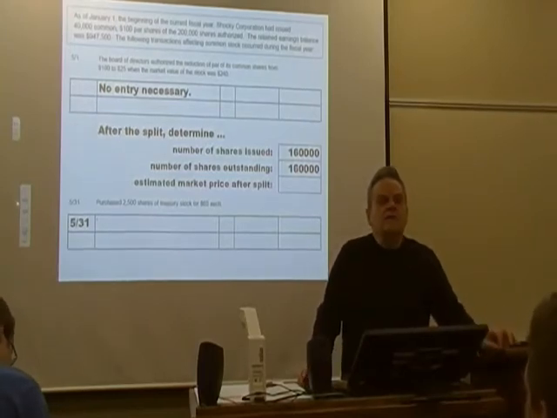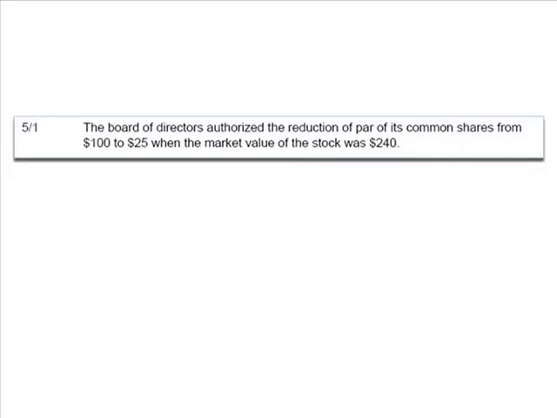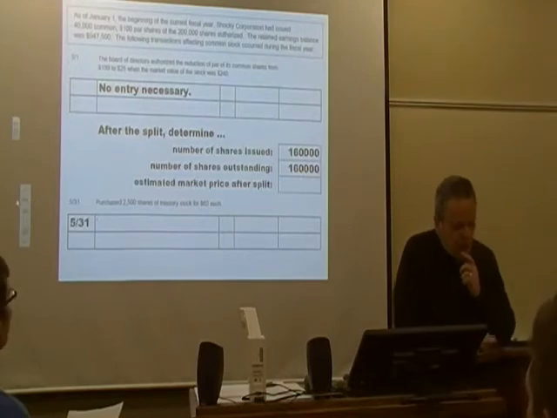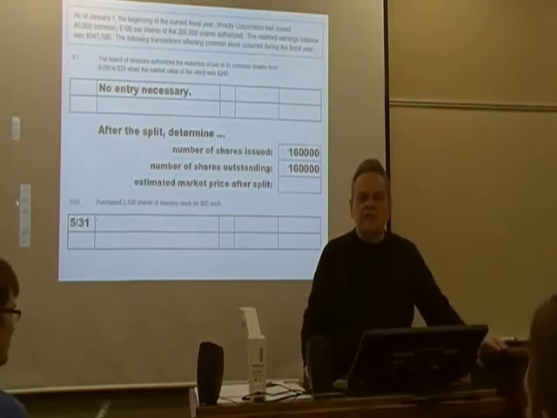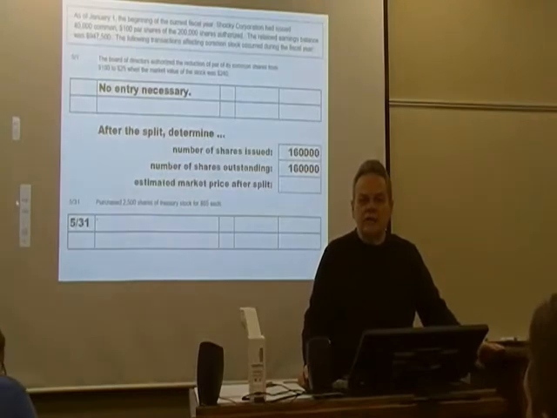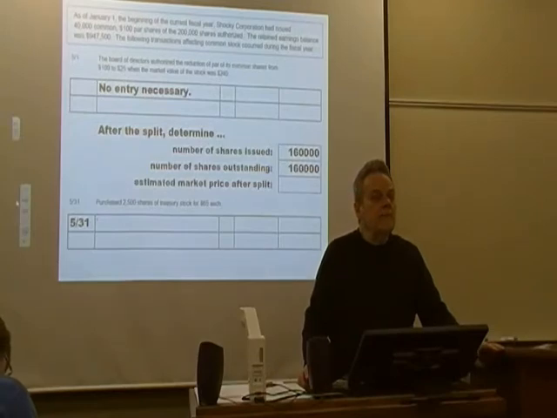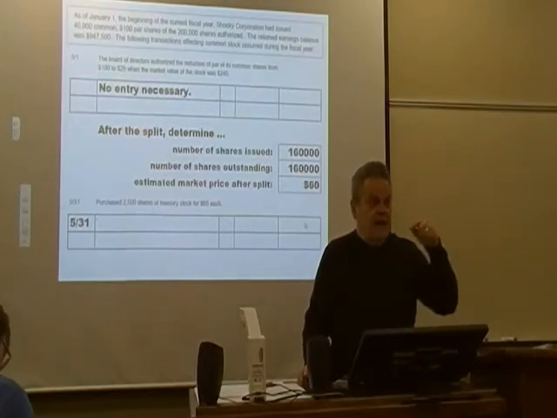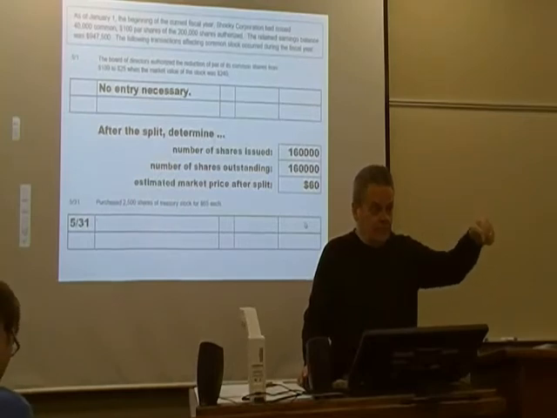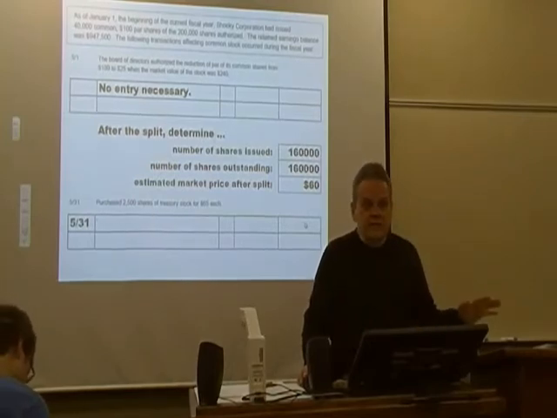Estimate the market price. If these shares were selling for how much before the split? $240. The market value on May 1st was $240. These shares of stock are selling for $240 each before the dividend, before the split. Well, we would take 240 and divide it by 4 to give us $60. $60 is the price afterward, all other factors equal and held constant.